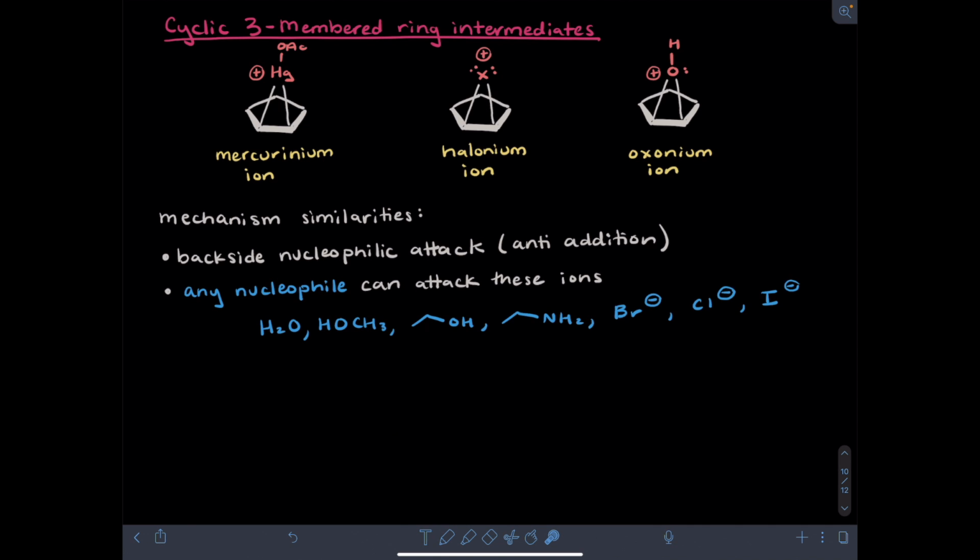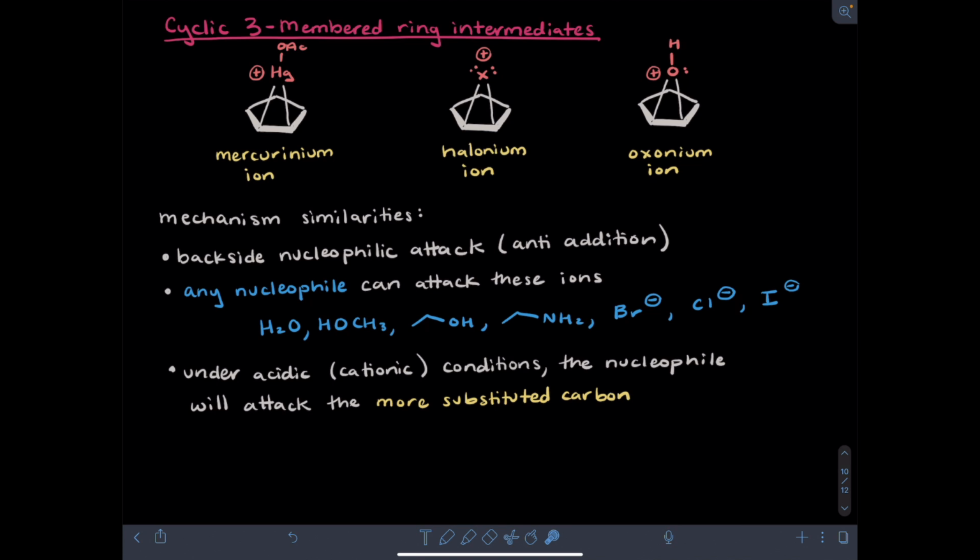Another similarity is that there is a lot of flexibility in the type of nucleophile that can attack these intermediates. It could be a halogen, it could be water, an alcohol, or even an amine. As long as it is a nucleophile with a lone pair that can be donated, it could attack the carbon of these cyclic three-membered ring intermediates.